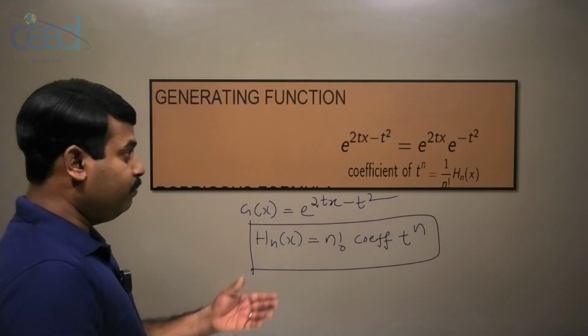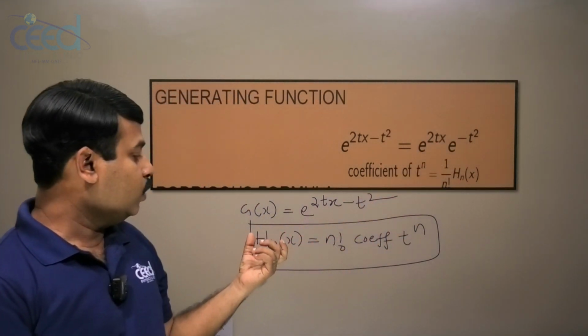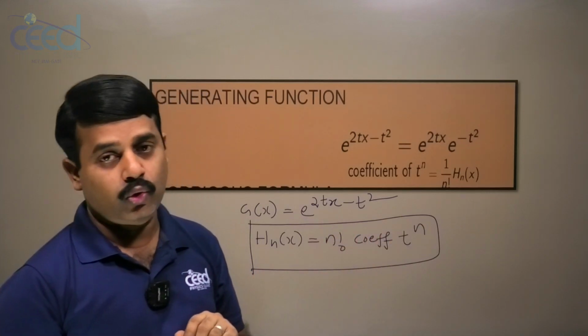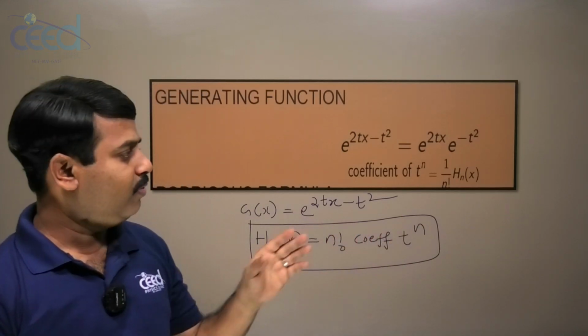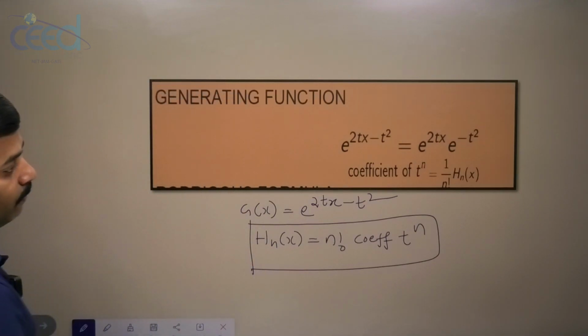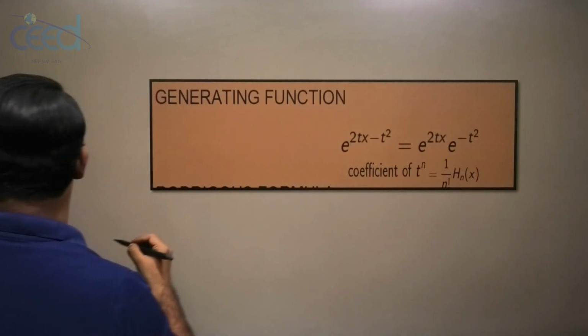From this function by expansion, you can write hn of x as n factorial into the coefficient of t raised to n. You can verify that. Look here, let us verify that. What we studied, h0 of x.